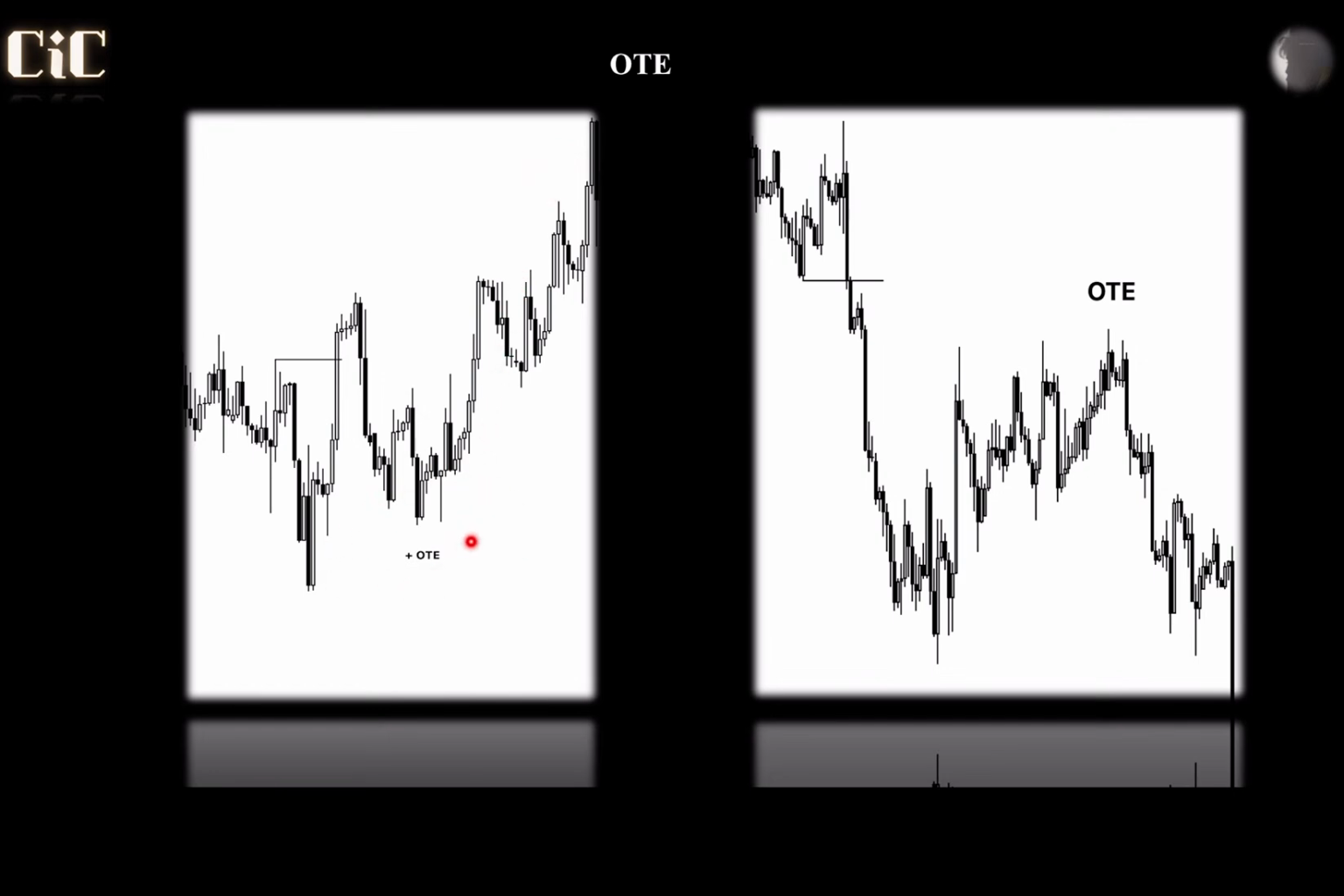So the OTE in basic terms is the pullback used by the market makers to scare away people who are on the right side of the market, but they're not familiar with how the market moves. And it must have happened to you. At least all of us have suffered and experienced this once.